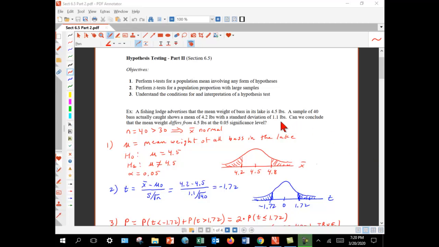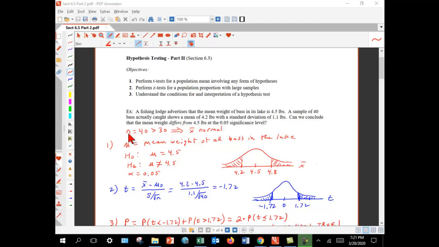Let's just jump to an example. A fishing lodge advertises that the mean weight of bass in its lake is 4.5 pounds. A sample of 40 bass that we actually catch shows a mean of 4.2 pounds and a standard deviation of 1.1 pounds. So the mean of our sample is less than what the lodge was claiming, and we're trying to check, do we have sufficient evidence to doubt the claim of this lodge? Specifically, the question is phrased, can we conclude that the mean weight differs from 4.5 pounds?